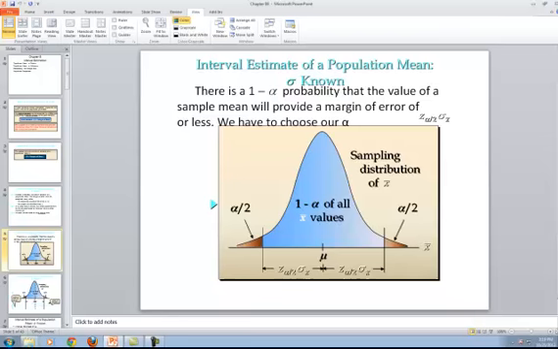Now, if you will remember from Chapter 6 and 7, if we know alpha, we will know 1 minus alpha. If we know 1 minus alpha, then we know what is the size of alpha over 2 on each side. Do you remember how we will be able to determine what the magic z numbers are? Please take a minute to consider the question.